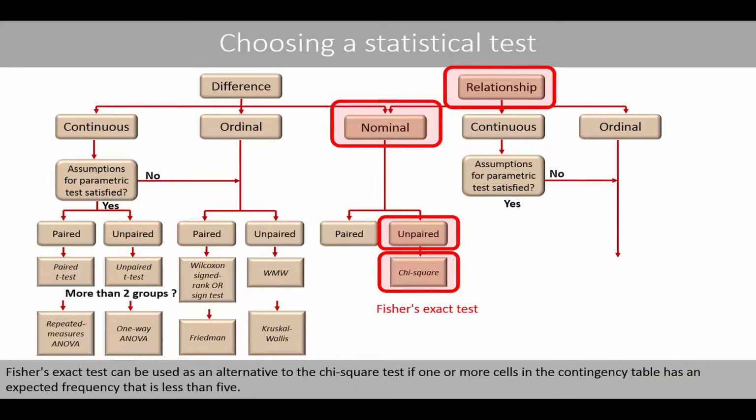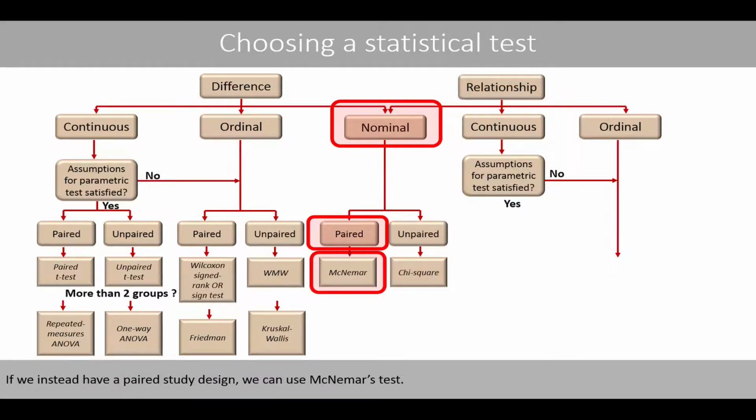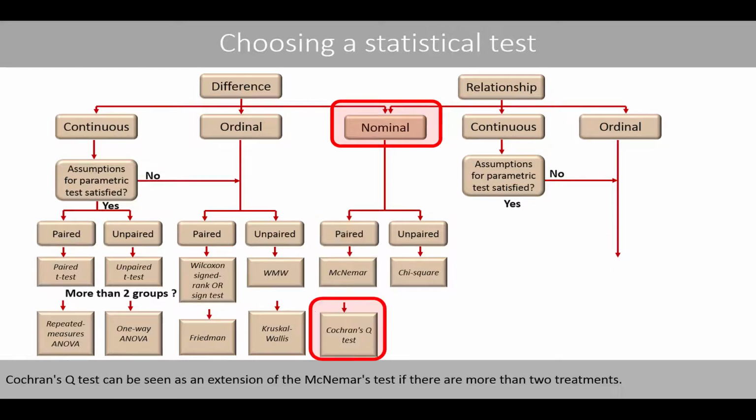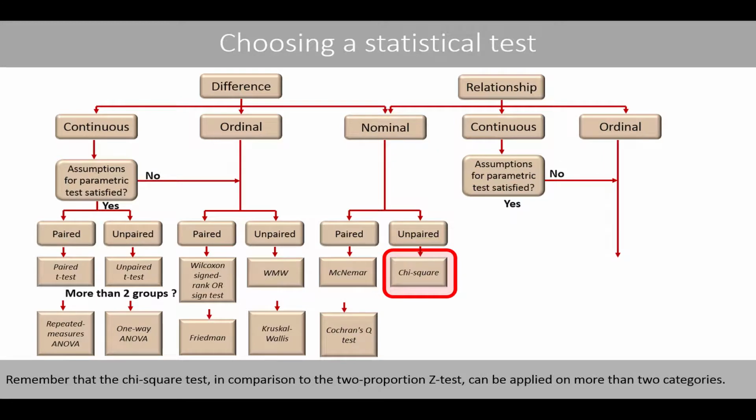Fisher's test can be used as an alternative to the chi-square test if one or more cells in a contingency table has an expected frequency that is less than 5. If we instead have a paired study design, we can use McNemar's test. Cochran's Q test can be seen as an extension of McNemar's test if there are more than two treatments. Remember that the chi-square test, in comparison to the two proportion z-test, can be applied on more than two categories.